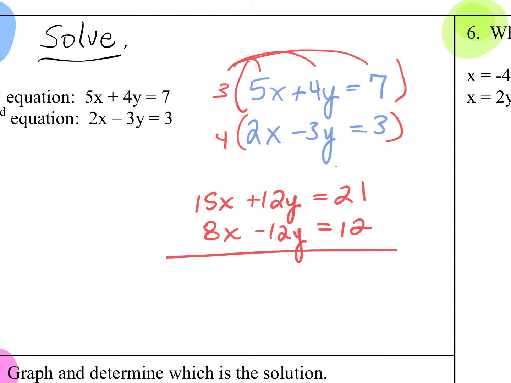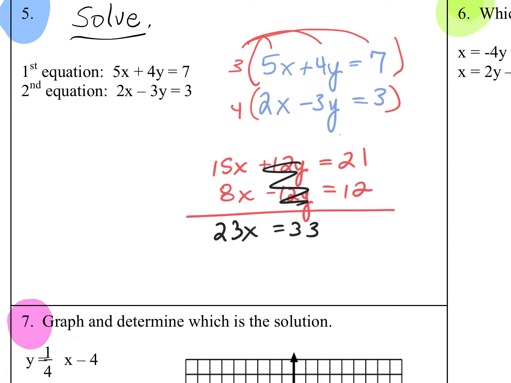What's 15 plus 8? 23. So 23x. What happens with a positive 12 and a negative 12? They cancel. And then what's 21 plus 12? Equals 33. And then now what do I do? Divide by 23. So I get x equals 33 over 23. Kind of gross? Yeah, but that's okay. You're allowed to get fractional answers. Sometimes they're prettier than others, but that's okay.